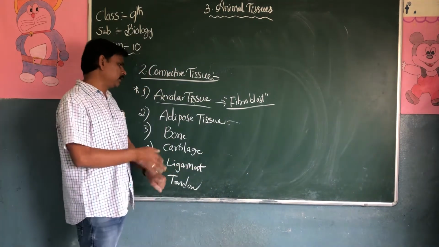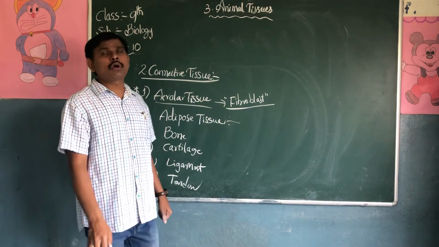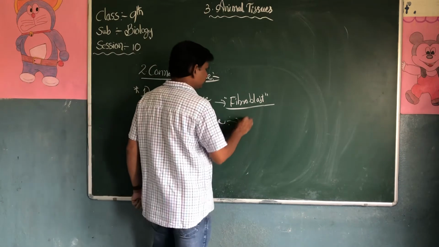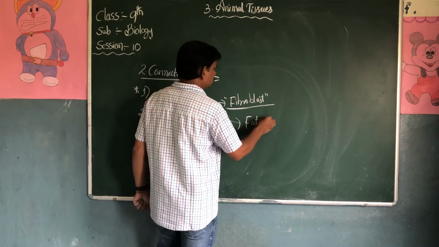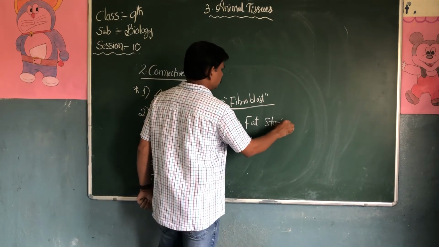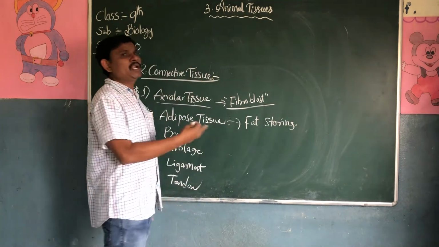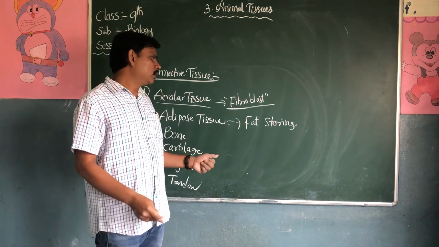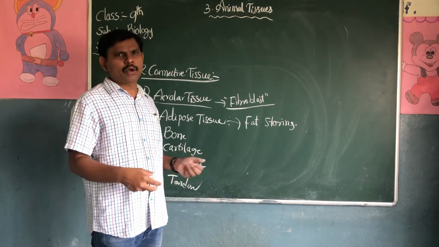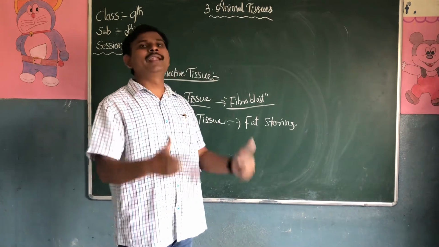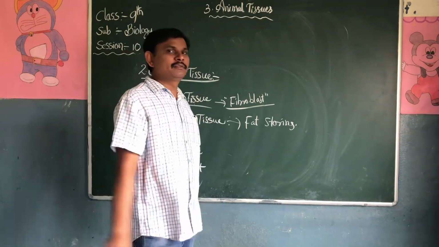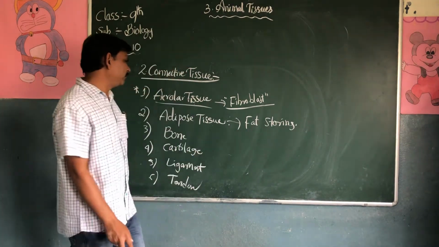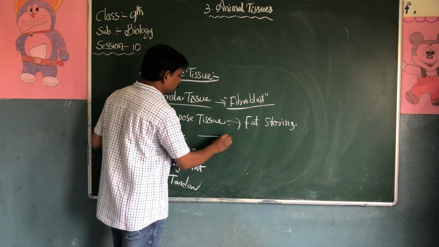Adipose tissue is nothing but a fat storing tissue, with fat globules. They are also called insulators. The more fat they have in their body, the more heat will be released to protect from the winters, from the cold. So fat storing tissue is adipose tissue. Next is bone tissue.